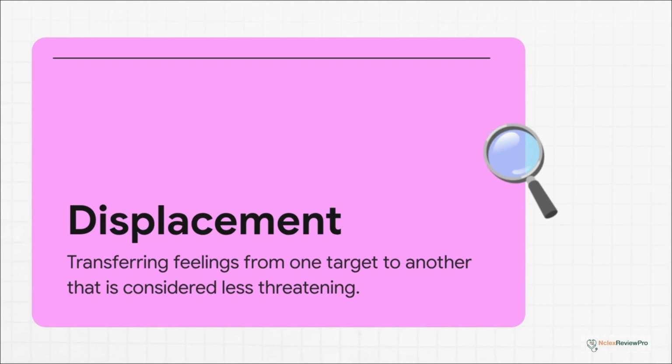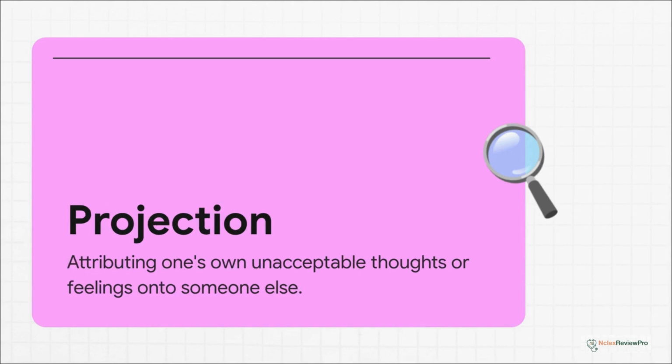Then we have projection. This is when a patient takes their own unacceptable feelings and, well, projects them onto someone else. So instead of admitting, "I'm so angry," they'll say, "My doctor is so angry with me." They're basically seeing their own emotions reflected back at them from another person.